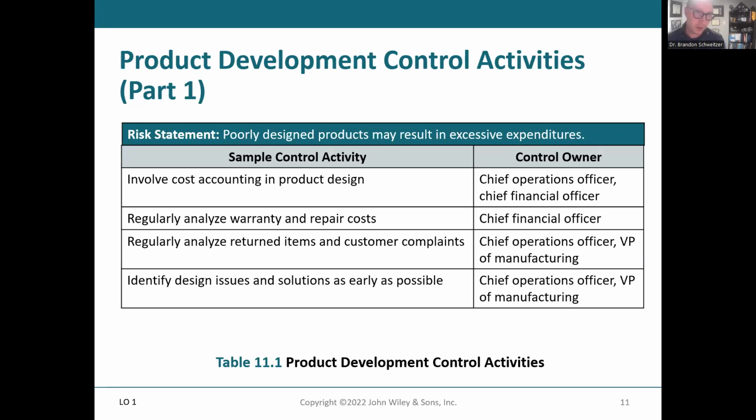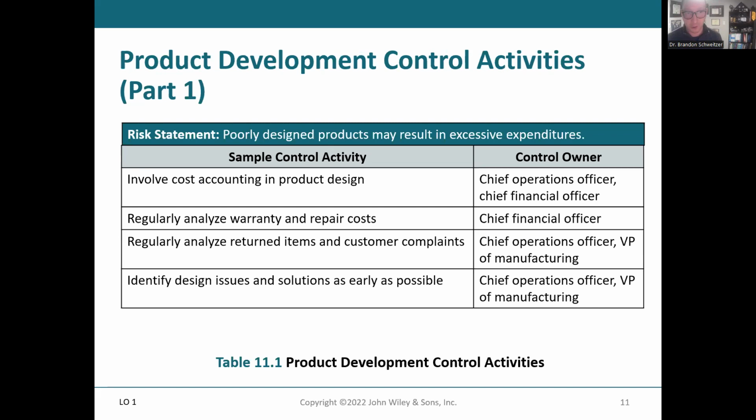So risk, of course, there's risk with everything, right? So product development risk, poorly designed products may result in excessive expenditures. Yeah, if something's not designed right, you might need to rework it, you might need to scrap it. And of course, there's going to be additional costs associated with that. So more cost in product design.